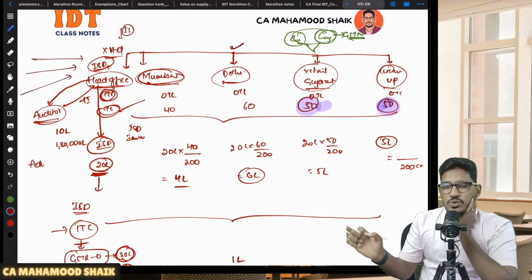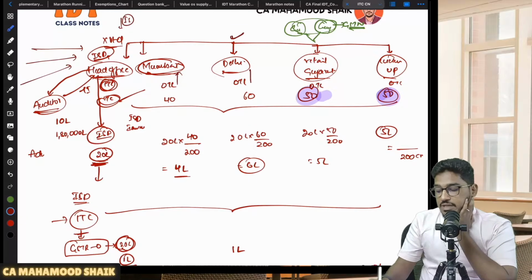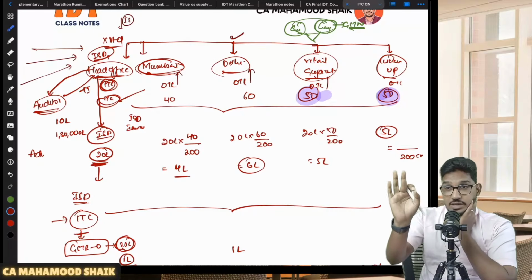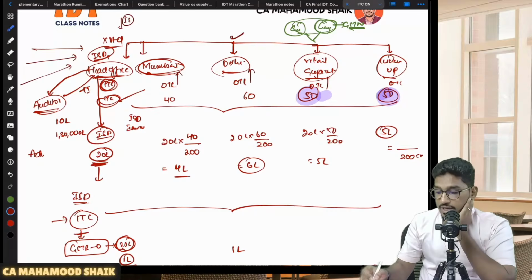Sir, what if there are common goods? There is no concept called common goods. Every unit has to purchase its goods respectively, and they have to get the invoices in their own name. So ITC on goods will not be distributed. Only ITC on input services will be distributed. That's why the name Input Service Distributor. Okay, right.